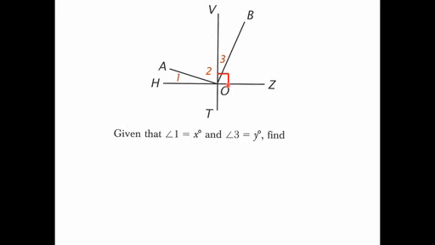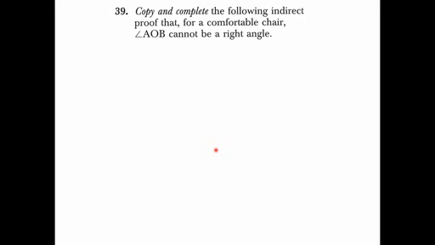VT perpendicular to HZ. And these are our givens here. Angle 1 is X, angle 3 is Y. So now with those givens in mind, find the answers to these questions: angle 2 in terms of X, and angle AOB in terms of X and Y. And here's a proof. Copy and complete an indirect proof. Right away your head has to say, what am I trying to prove? Suppose the opposite.